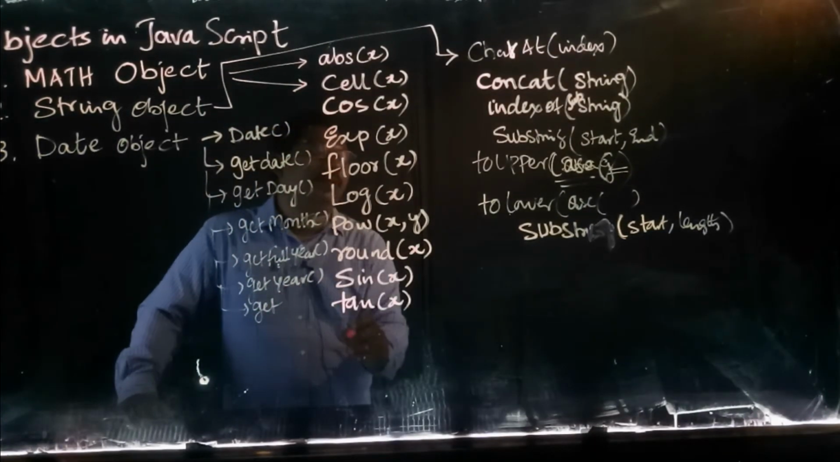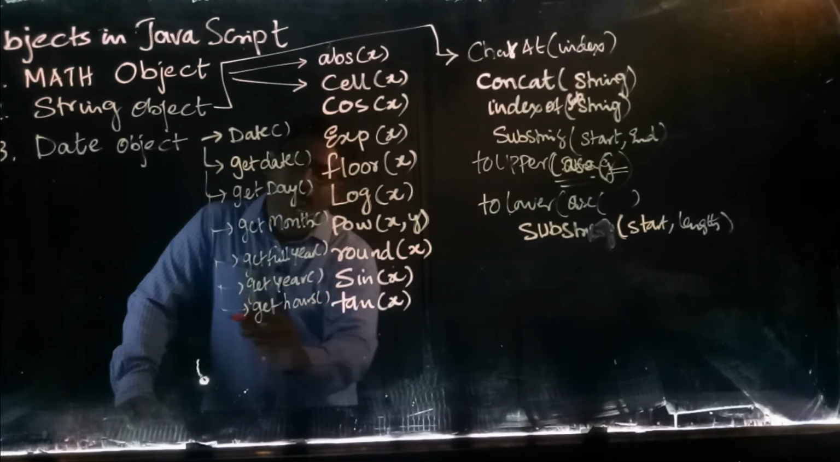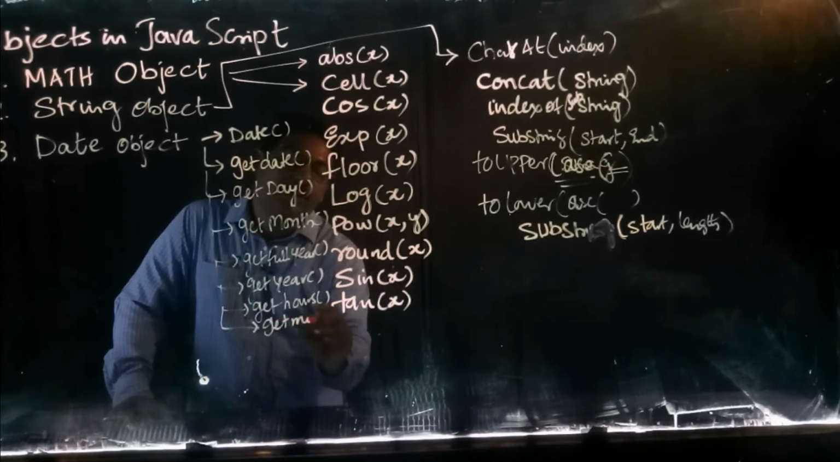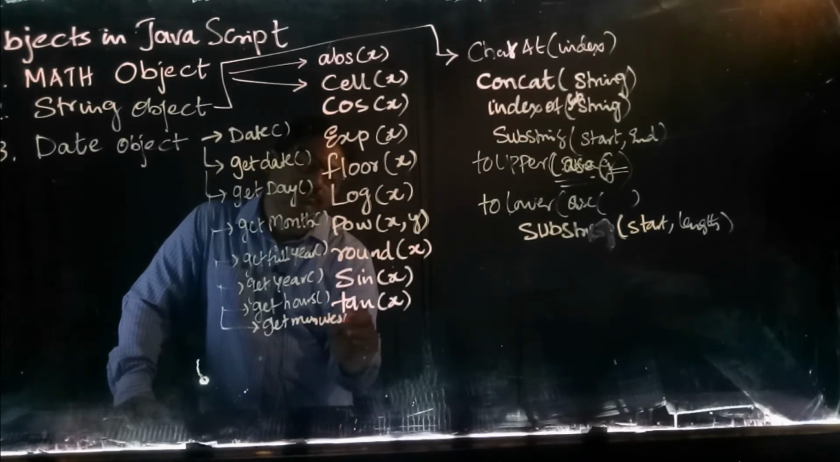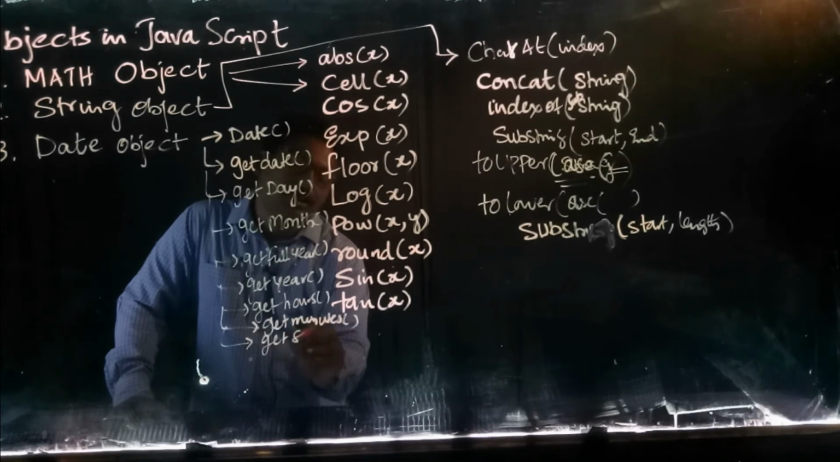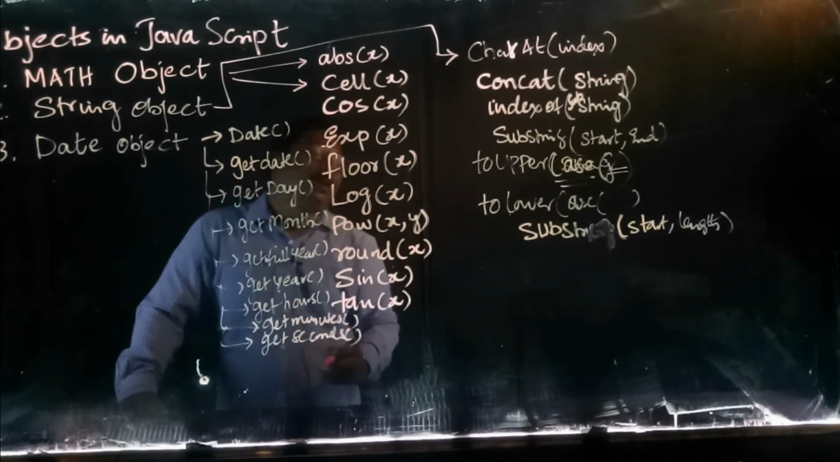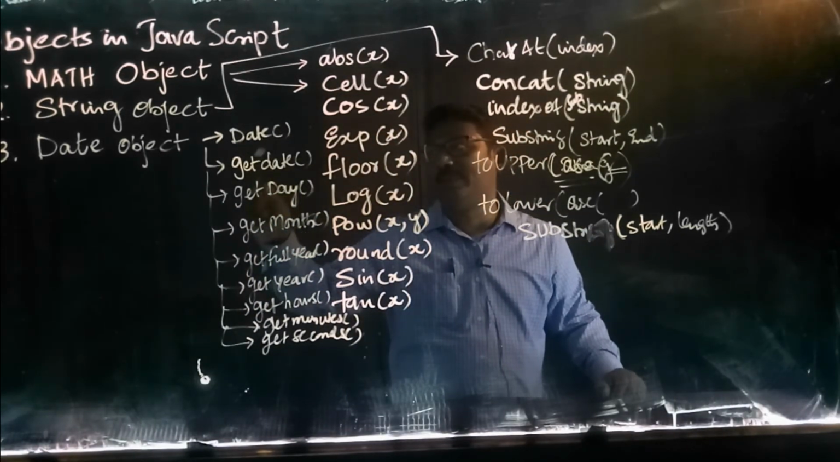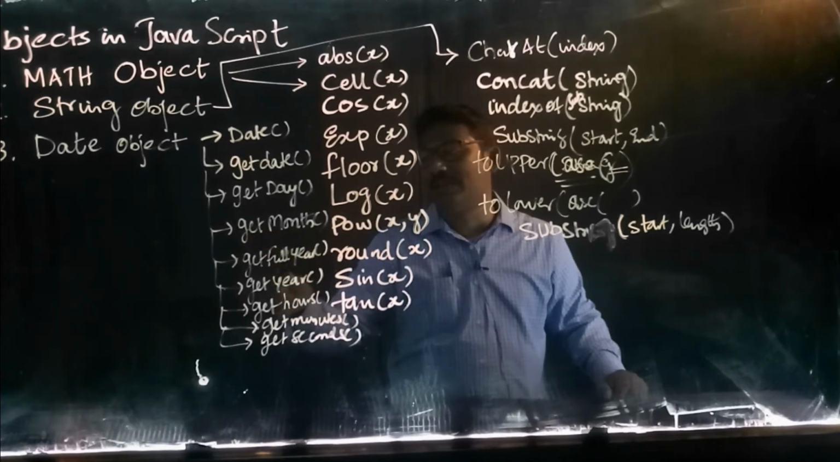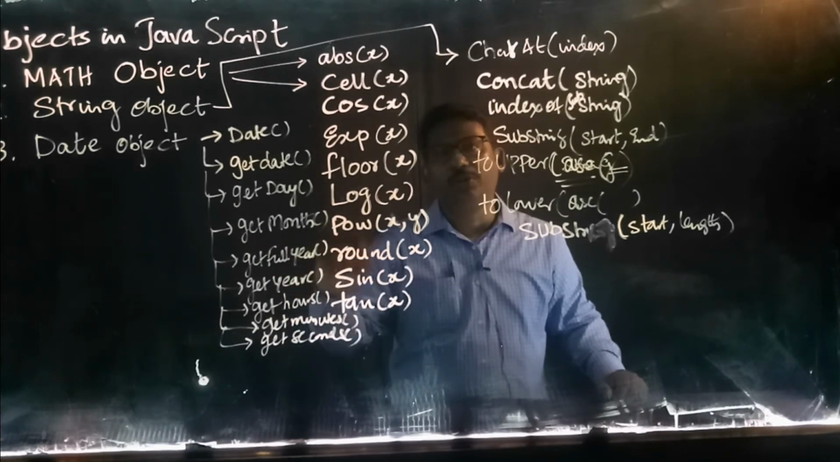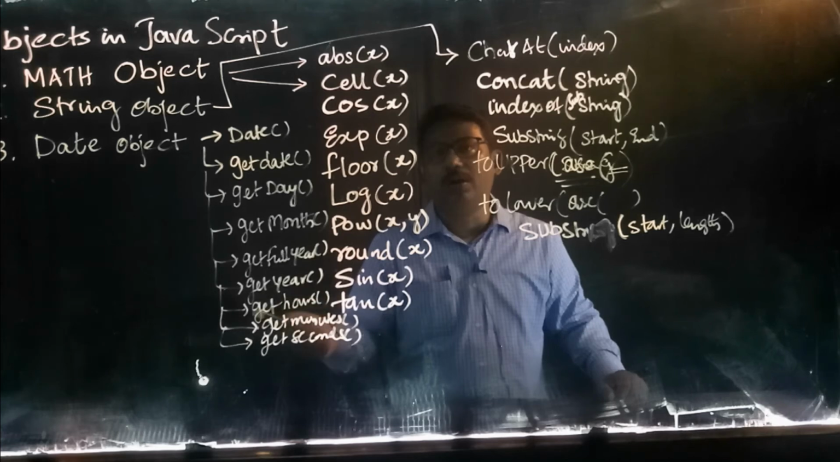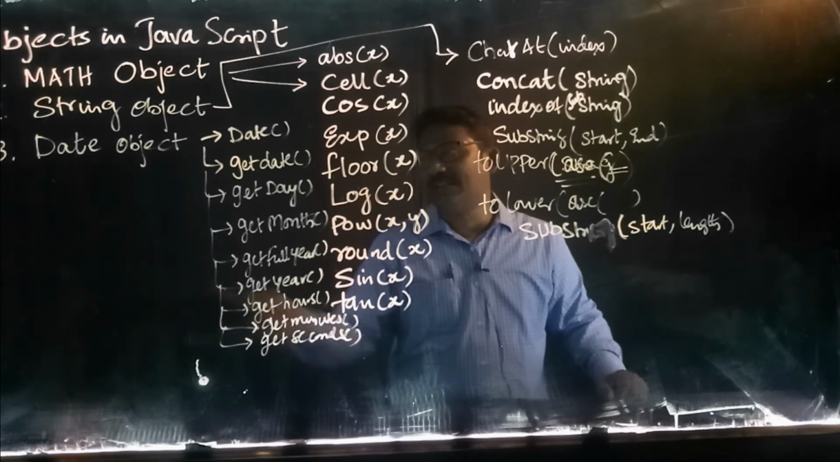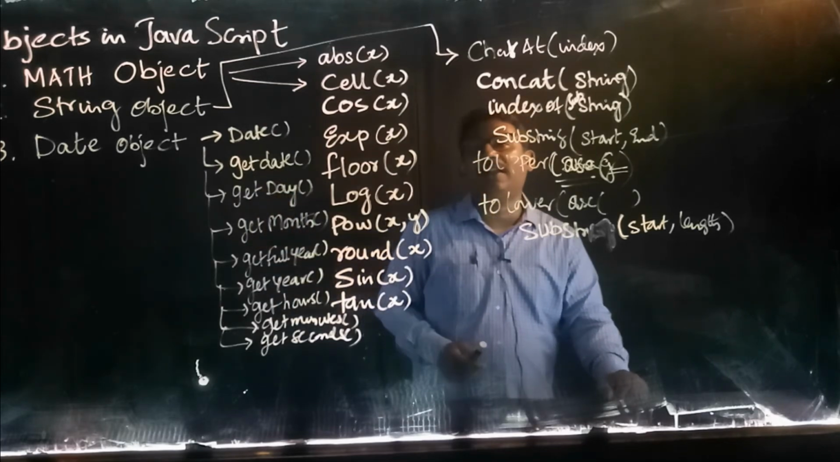getHours, getMinutes, getSeconds. These are all of the get functions which will give for the date: getDate, the particular day, Monday, Tuesday, Wednesday; month, the particular month; full year means 2020, totally four digits, and year means only 20 will be given; hours, it will give which hour, the time function; minutes and seconds. This is all based on the system date and the system time.